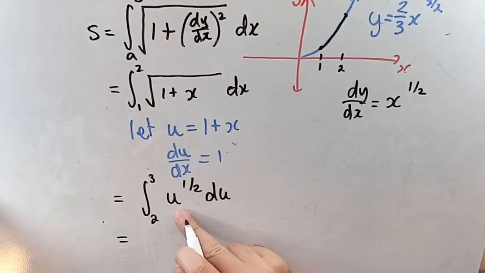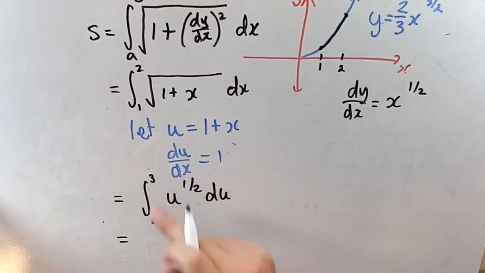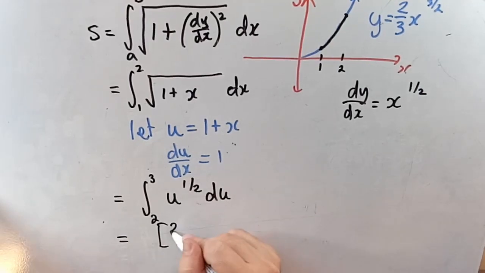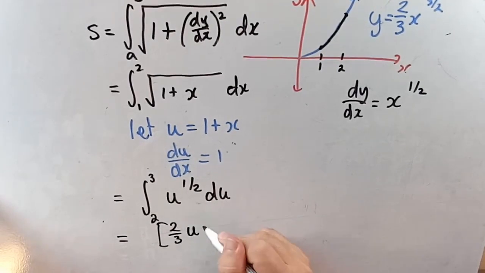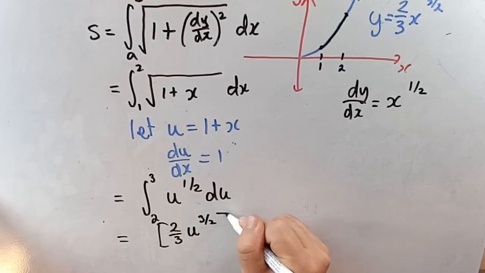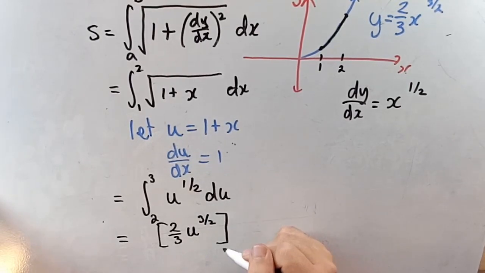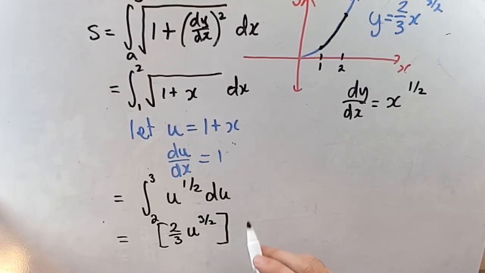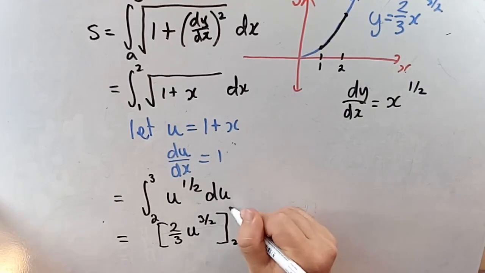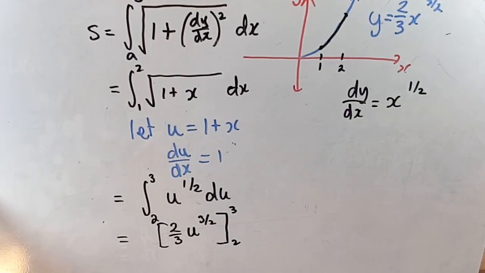So now I don't have to put back in my x values because I've changed my terminals here, which is a lovely way to do it. Okay, so u to the 1/2: add 1 to the power, divide by the new power, between 2 and 3. What's that going to equal?